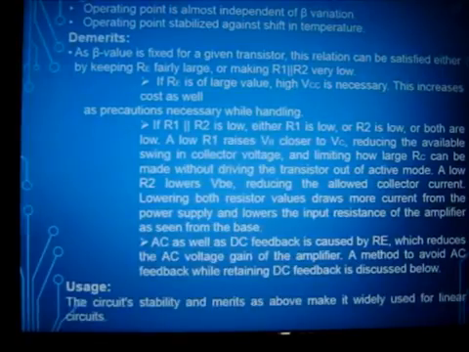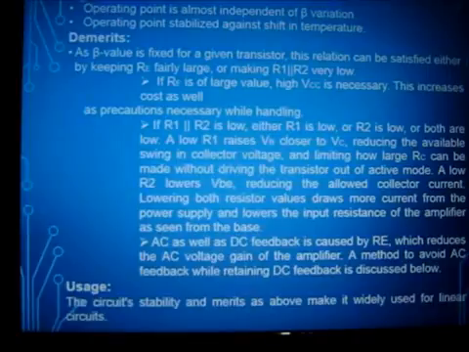reducing the available swing in the collector voltage. That means the collector voltage swing will be very low. A low R2 also reduces the allowed collector current. So lowering both resistor values draws more current from the power supply and lowers the input resistance of the amplifier as seen from the base side. AC as well as DC feedback is caused by RE, which reduces the AC voltage gain of the amplifier.